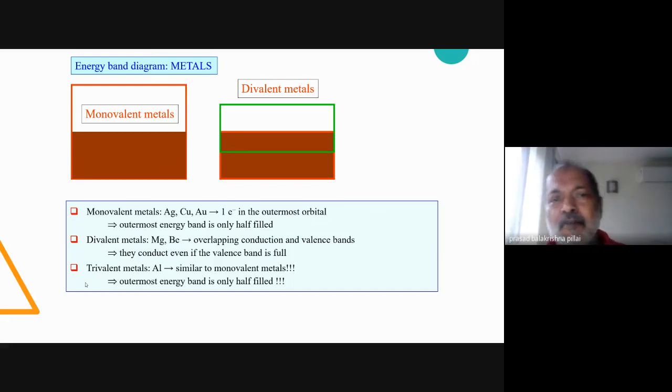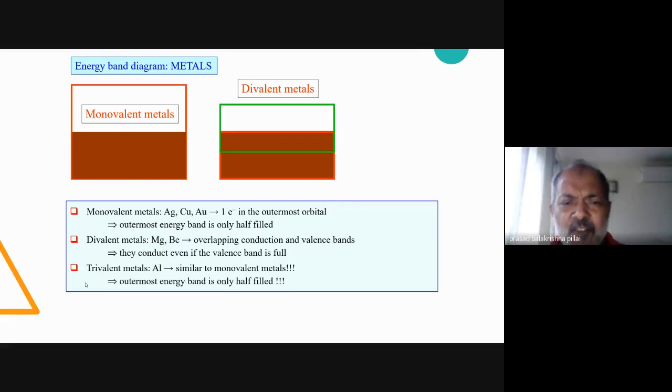So this is the picture we have in the case. There is a slight difference between monovalent metals. Monovalent metals means you have a small conduction band. The gap between the conduction band and valence band is there, but the conduction band is partially filled, so that can take part in the conduction process.